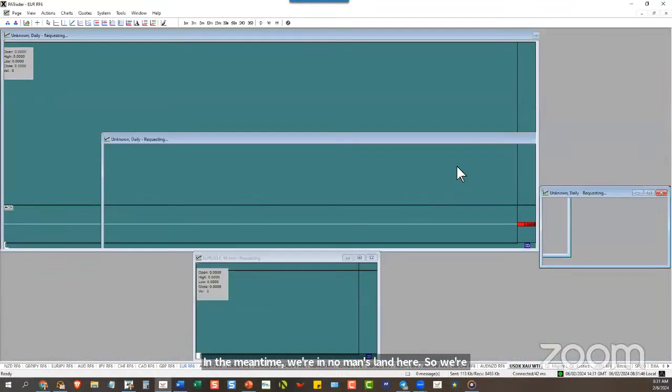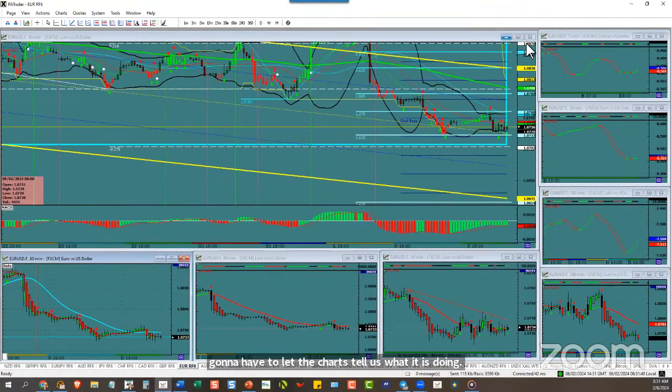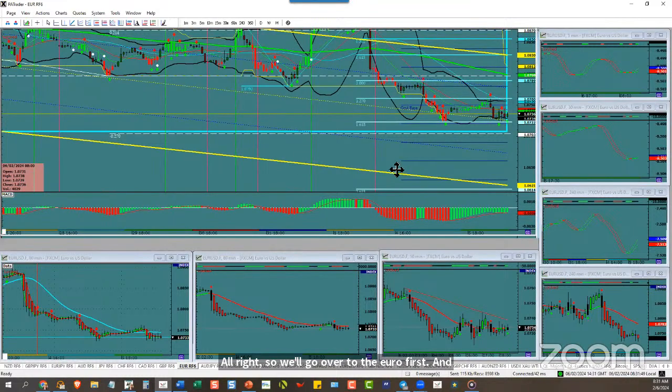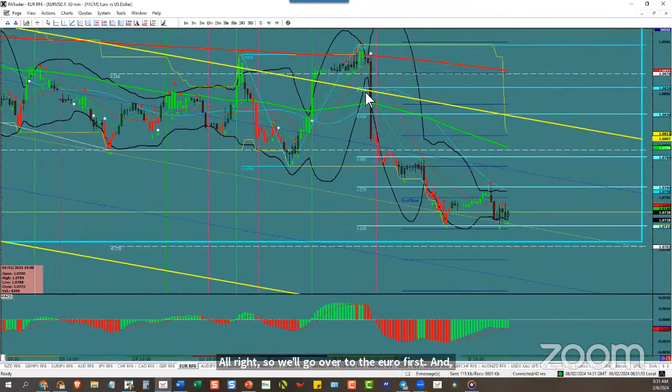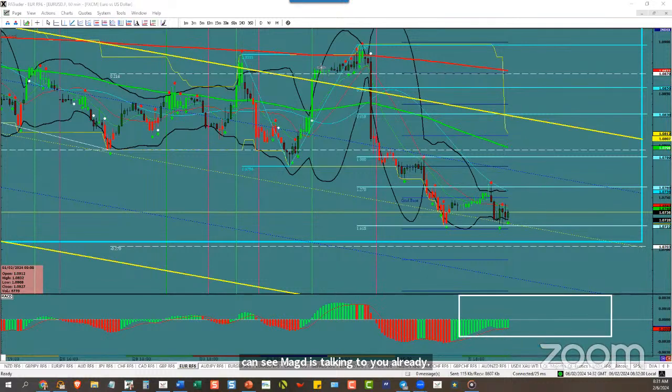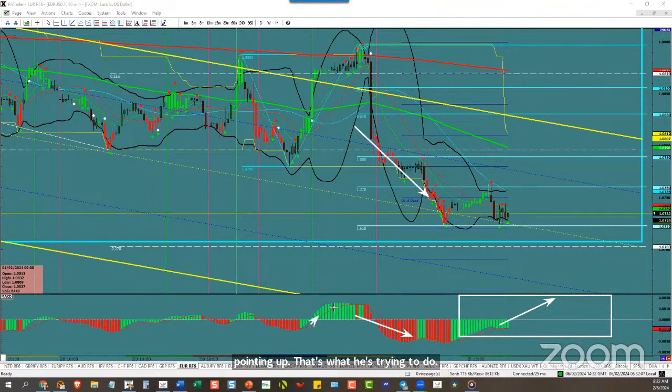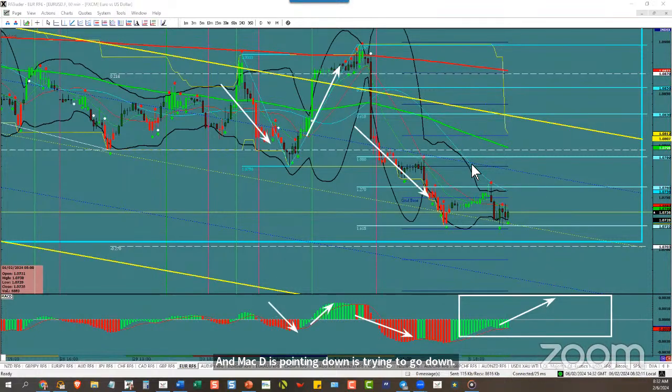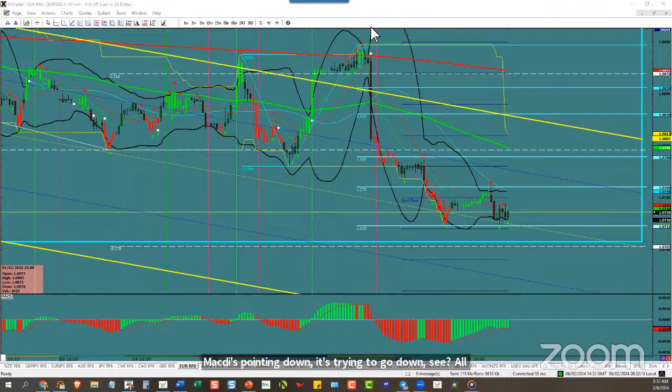So we'll go over to the euro first. And euro is telling us it might be trying to bounce. So you got another flag here from this move down. You can see MACD is talking to you already. Remember this, MACD points the way. If MACD is pointing up, that's what it's trying to do. If MACD is pointing down, it's trying to go down. See? It's just a visual. It's not a trade setup or anything like that. It just tells you what you might think of.